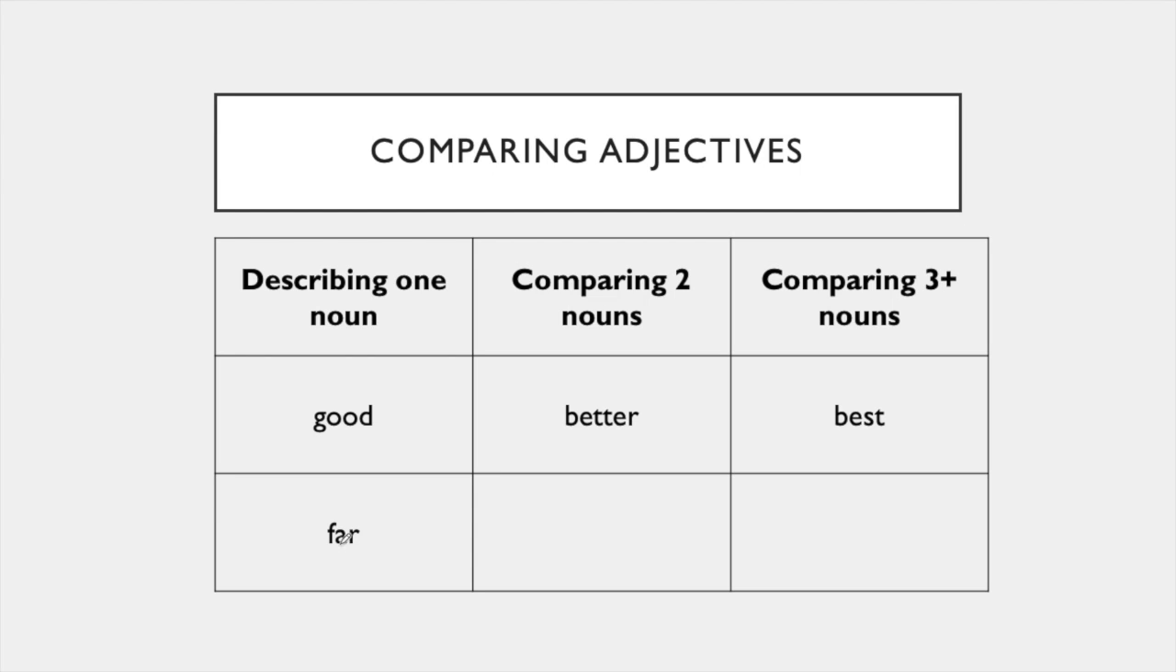Far doesn't follow the rule either. Far would describe one noun. Farther would be when we were comparing two nouns. This one has the er, but we had to add this th to make our word. Farther. We wouldn't say farer, we would say farther. And when we're comparing three nouns, we say farthest. We have our est, but we had to add the th. Farthest.